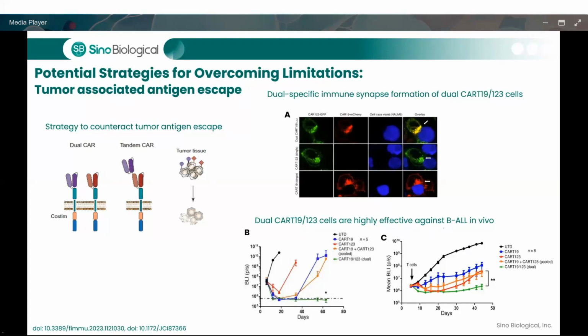More excitingly, when tested in vivo, the dual-stimulated CAR-T19-123 cells exhibited higher efficacy against B-ALL in comparison with an equivalent number of single-stimulated CAR-T19 or CAR-T123, or even the pooled CAR-T19 plus CAR-T123 therapy treatment.